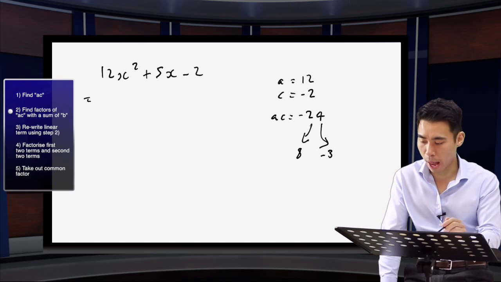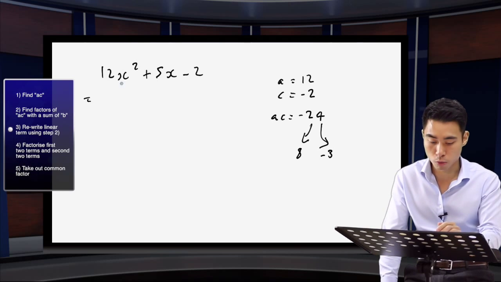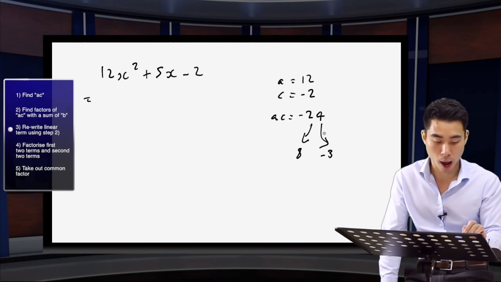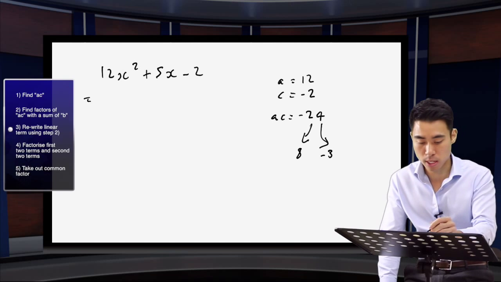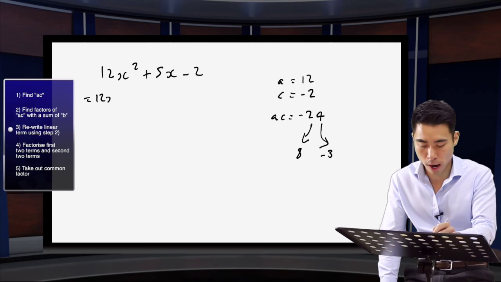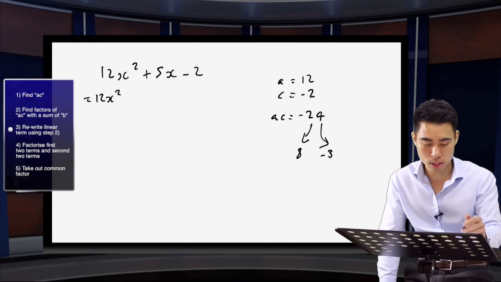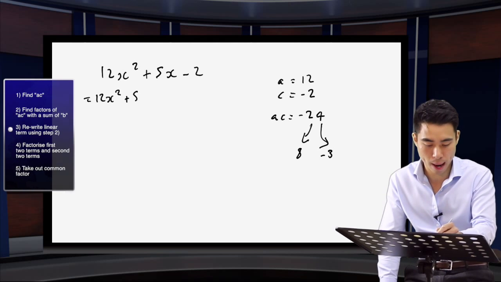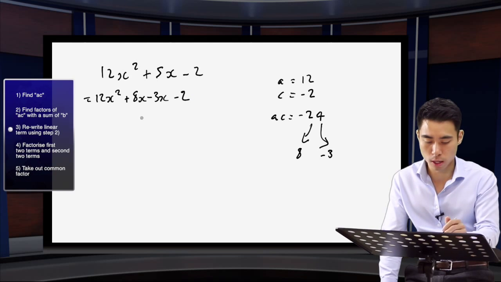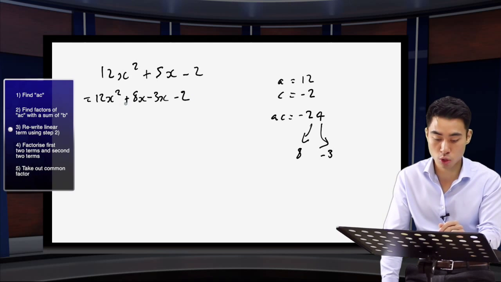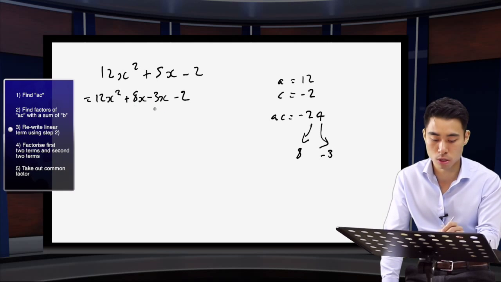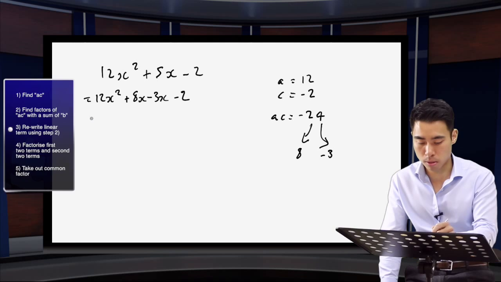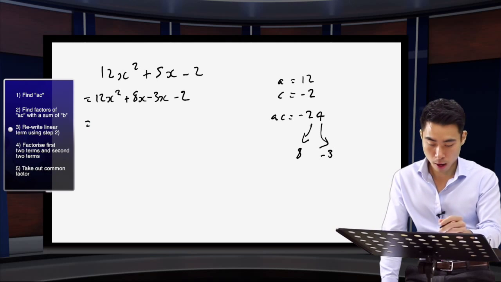Okay, so next, step number 3, we need to rewrite these two middle terms using our two numbers here. So 12x squared, and just remember, it doesn't matter whether I write this as plus 8x minus 3x minus 2, or I do it the other way around and I have 12x squared minus 3x plus 8x minus 2. In other words, just swapping those two over. Exactly the same. It's going to get you to the same end result.